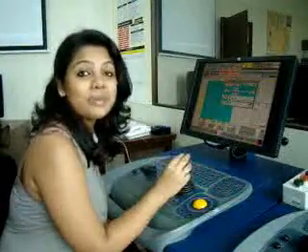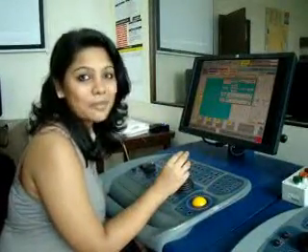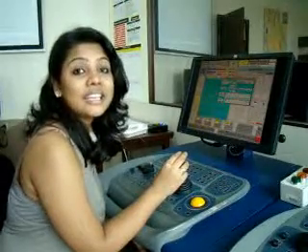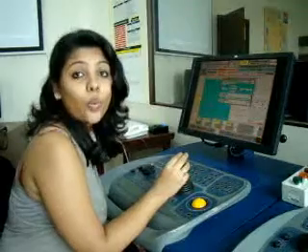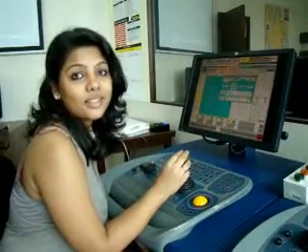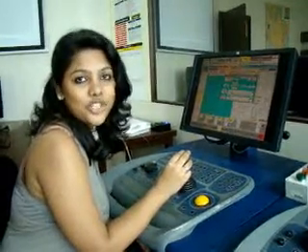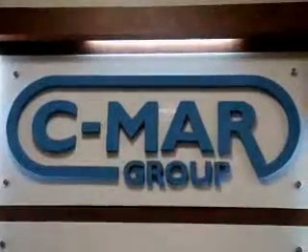Today, we are at CMAR India Private Limited in Mumbai, one of the leading DP training providers. Today, we are going to learn what a DPO is, that is, a Dynamic Positioning Operator.